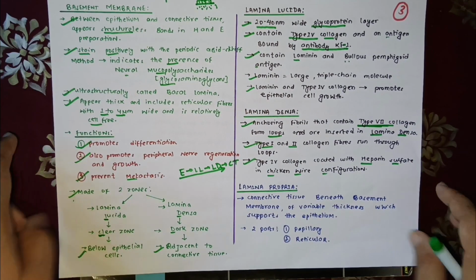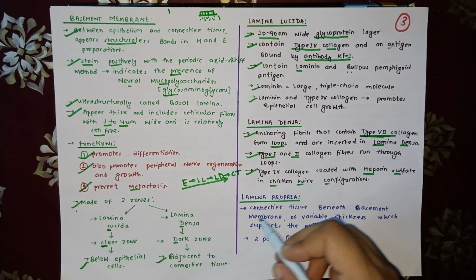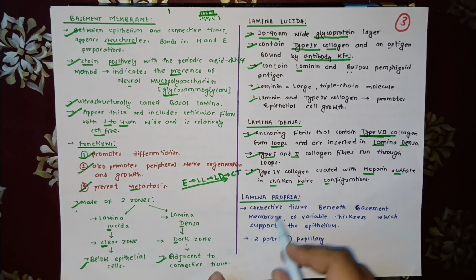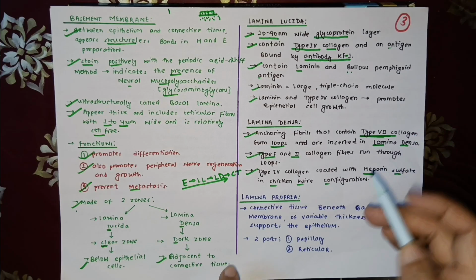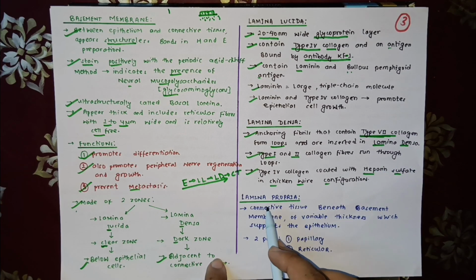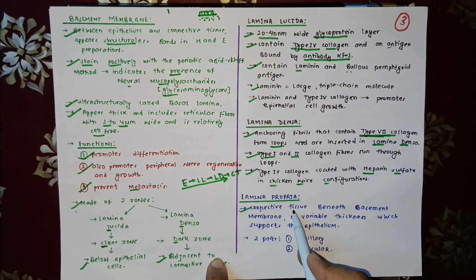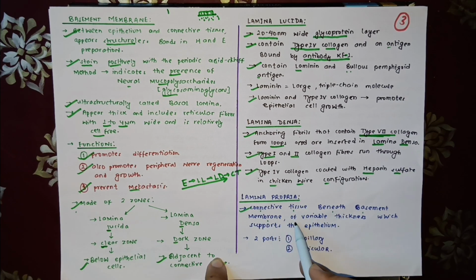Now we will discuss the lamina propria, and I think you have studied the lamina propria properly in general histology. But also in oral histology, the lamina propria is simply the connective tissue beneath the basement membrane, of variable thickness, which supports the epithelium. So this is the definition of the lamina propria, and we have two parts of it. One is papillary and another is reticular.